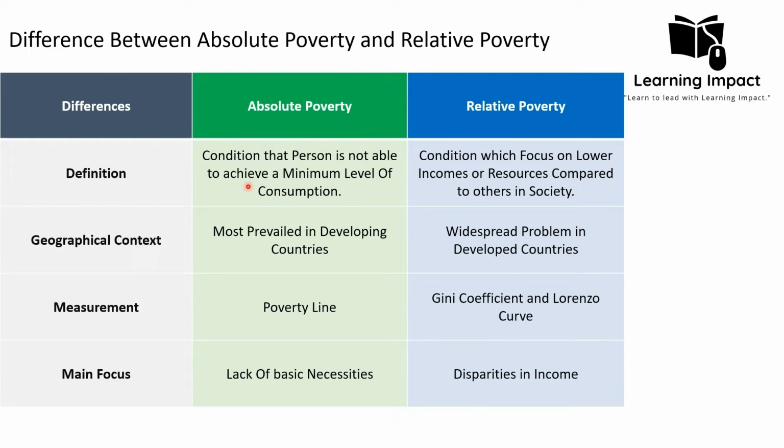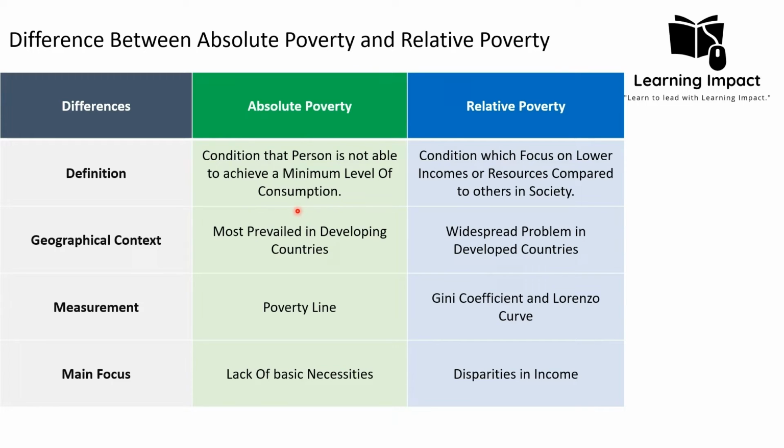Absolute poverty refers to the condition that a person is not able to achieve a minimum level of consumption. It means that it is a condition in which an individual is not able to acquire their basic necessities of life. They are not able to meet their basic fundamental needs, which are food, shelter, clean water, clothing. So these are all the basic needs which an individual requires to survive. So if an individual is not able to meet these basic needs, it means he or she is suffering from absolute poverty. So minimum level of consumption means the using of resources.